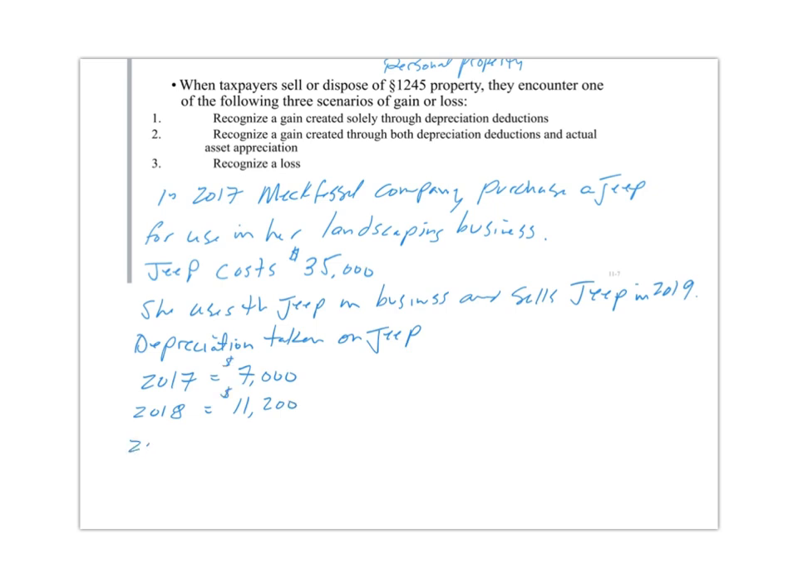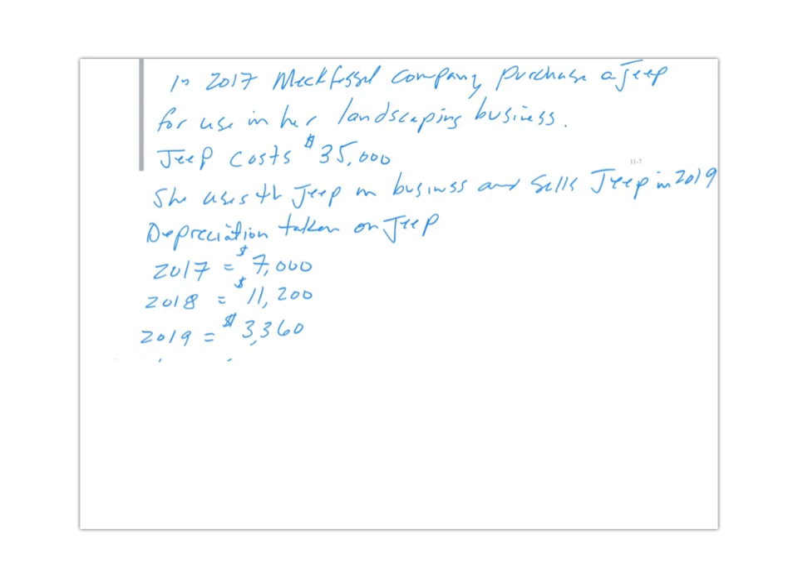Her depreciation in 2018 would be $11,200. And then in 2019, remember this is going to be half your property. And so her depreciation in 2019, the year she sells the Jeep, is $3,360. All right. So total depreciation taken over the life of that Jeep is $21,560. Okay.